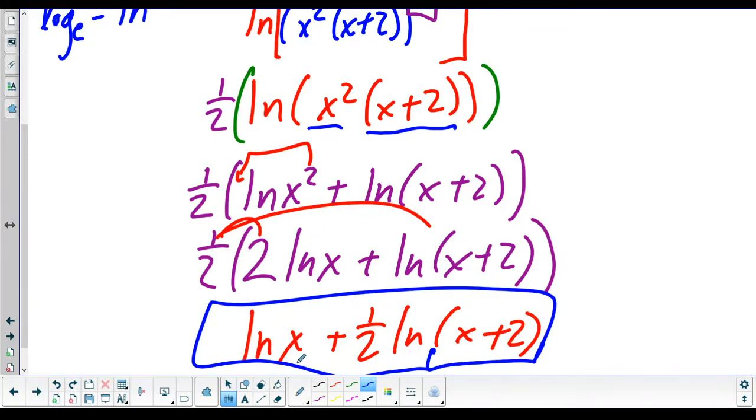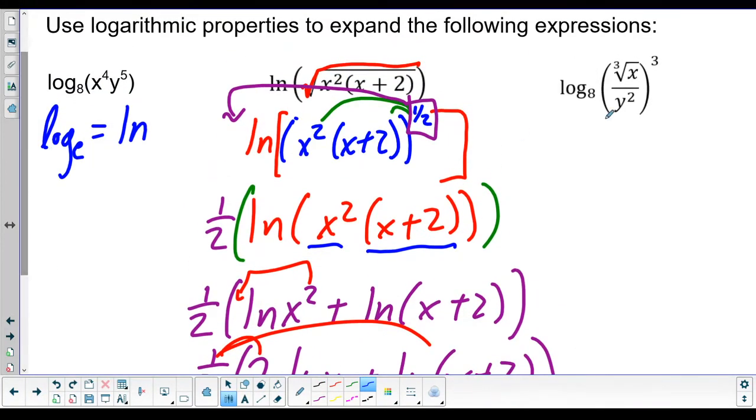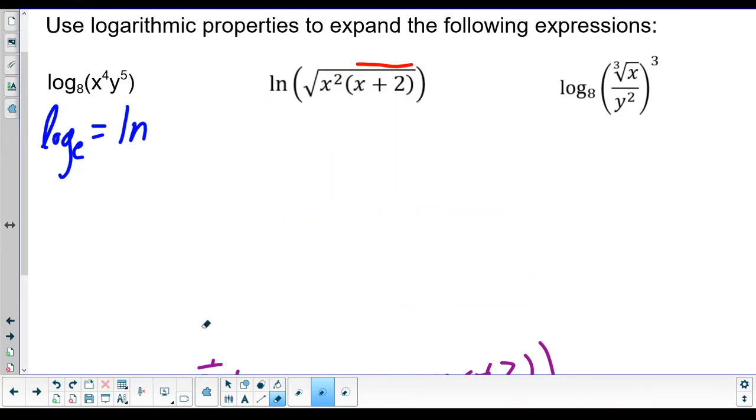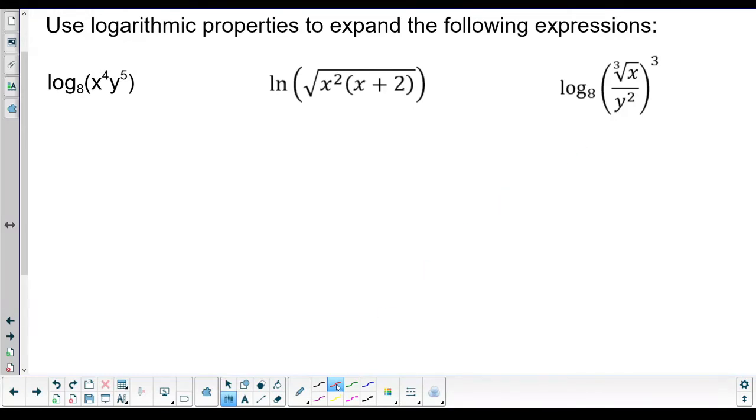All right, one more. Oh, what a doozy. All right, let's start by changing this radical into an exponent like we did here. So I'm going to keep my log base 8. Is it okay if I erase this? Yes, Mr. Barton. Okay, cool, thanks. I just want to make sure, here, let's just get rid of everything. That way we can see everything clearly.